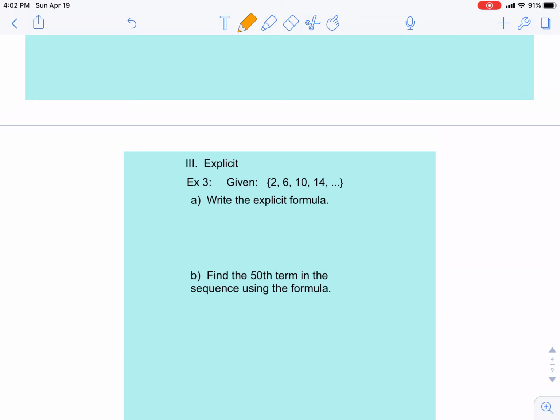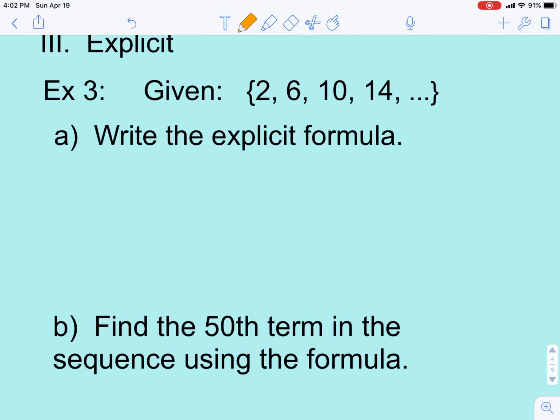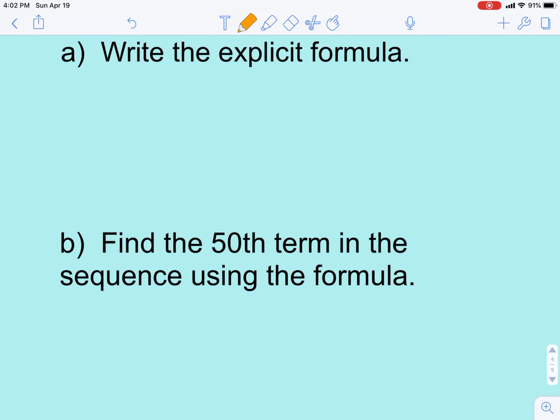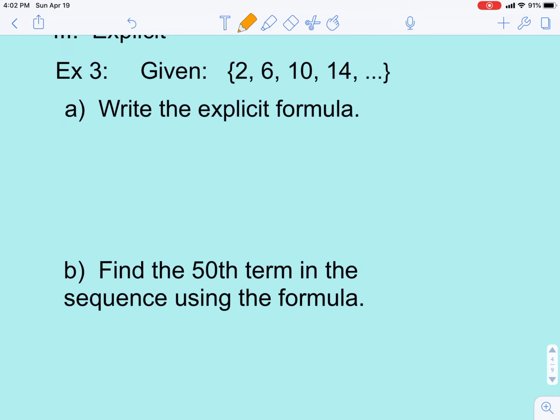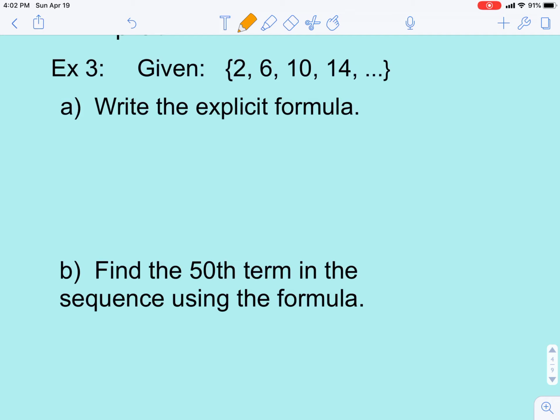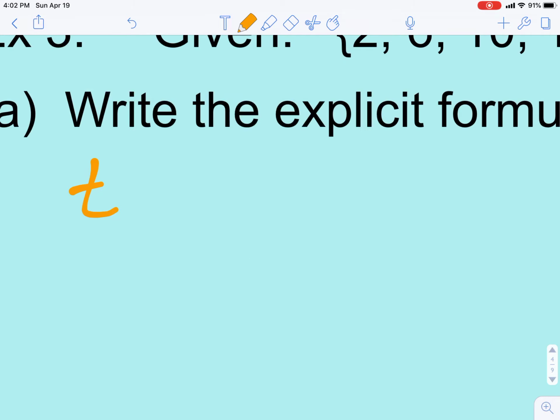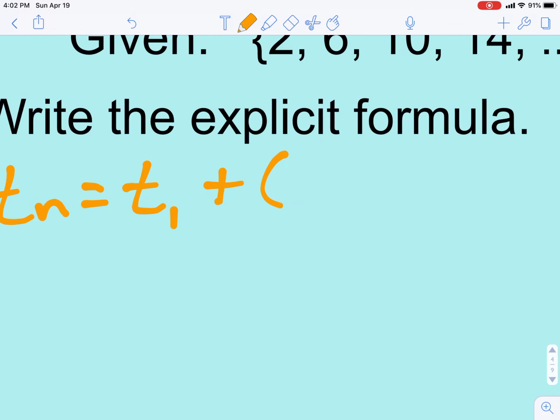All right, explicit gets us to the goal. So in this one, we're trying to find the 50th term. We're going to write an equation, and you're going to see when we're done with it, it's basically in slope-intercept form, all right? So we're going to take the explicit formula back from slide number 1, and then we're going to take our values and plug in the ones that we know, and then we're going to use that to find the 50th term. So our formula is the first term plus, and we got to do n minus 1 times our common difference.